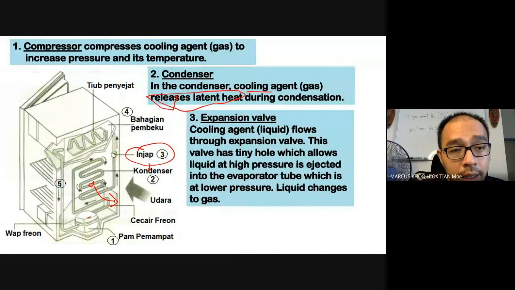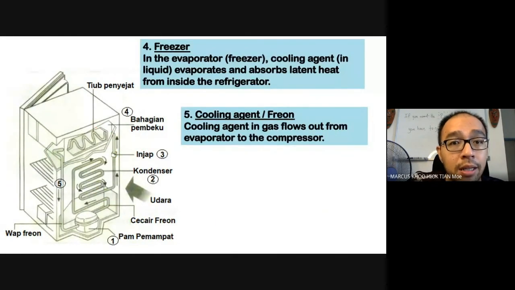Then when it comes over here, the cooling agent, which is now in liquid form, flows through the expansion valve. The valve has a tiny hole which allows the liquid at high pressure to be ejected into the evaporator tube, which is at lower pressure. So the liquid will change to gas. Then in the freezer, the cooling agent evaporates and absorbs latent heat. So over here, the cooling agent goes from liquid to gas again.